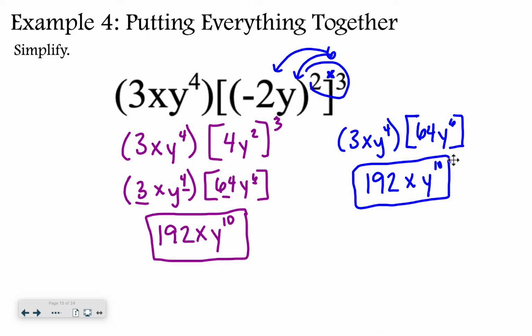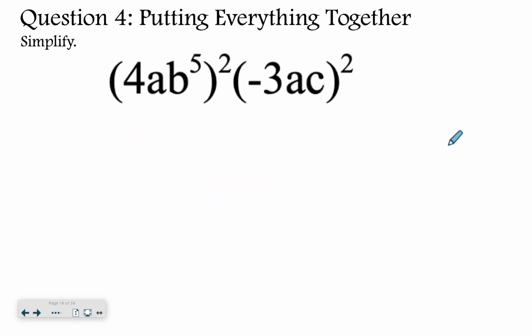I know sometimes you guys are more in the habit of kind of doing one set of parentheses at a time, which is why I showed you that first way, but you are more than welcome to do it this second way as well. It's a little faster. All right, now I want you to try to solve this problem on your own.